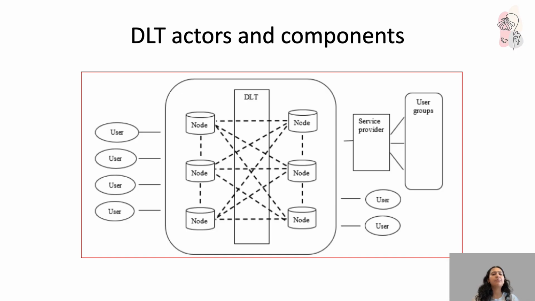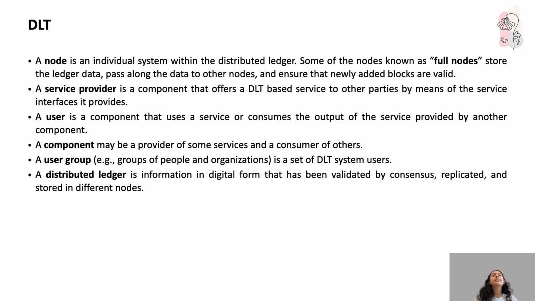You can see all the names here: user, node, service provider, and so on. So now we know what DLT is and how it operates. Now let's talk about its actors, the components that are going to make the system work. First and foremost, we have nodes. A node is simply an individual system in the network.